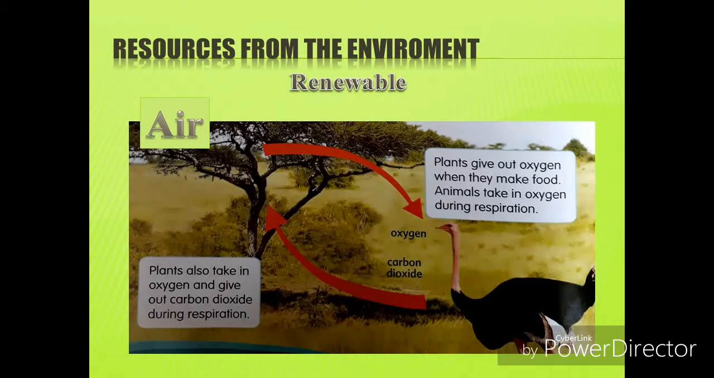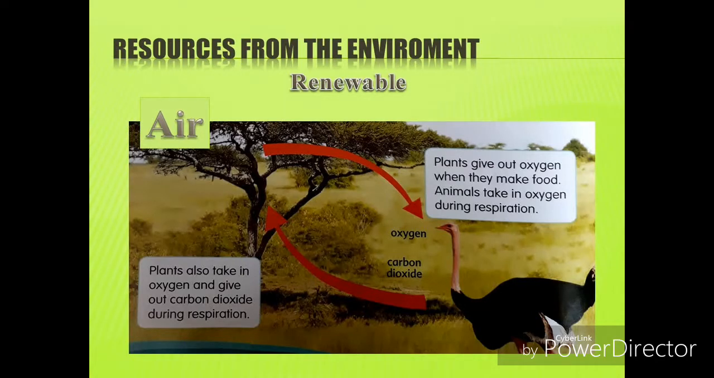The environment is so important because it gives us something that is called natural resources. The natural resources are things that we can take from the environment and that let us live or improve our life. There are two types of natural resources. The first group is called renewable and the second is called non-renewable resources. Let's talk about the first group, that is renewable resources. Renewable resources are things that can be replaced naturally by the environment or by demand.